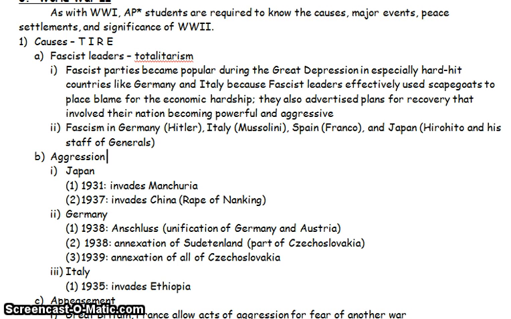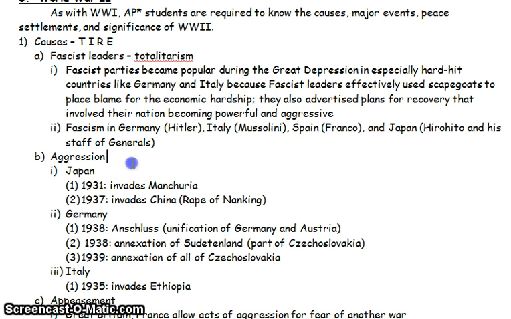Fascism in Germany is under Hitler, Italy is under Mussolini, Spain is going to be under General Franco, in Japan you're going to have Hirohito and his army, his staff of generals, and it's a totalitarian government that you see going on in Japan. It's a monarchy. Aggression is starting, so this is where Japan is going to invade Manchuria, they invade China.